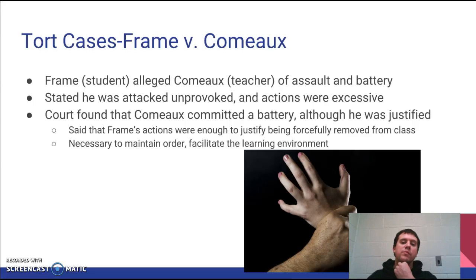The court found that Comeau committed a battery, although he was justified. They said that Frame's actions were enough to justify being forcefully removed from the class. It's necessary to maintain order and facilitate the learning environment. So they found that it wasn't excessive, and so they sided with Comeau. For reactive measures, obviously in a situation like this, you can probably take a written response from both people involved, to see what happened, so it's in writing.